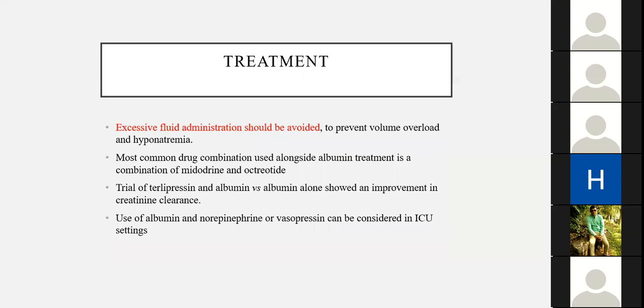And the management includes, we should avoid excessive fluid administration to prevent volume overload and hyponatremia. The most common drug combination is albumin along with midodrine and octreotide. A trial of terlipressin and albumin versus albumin alone showed an improvement in creatinine clearance. The use of albumin and norepinephrine or vasopressin can be considered in ICU settings.